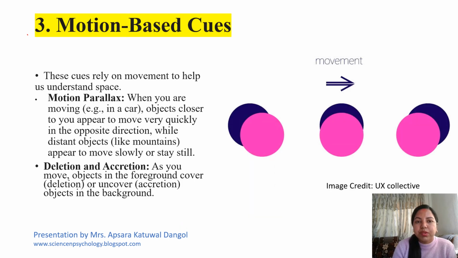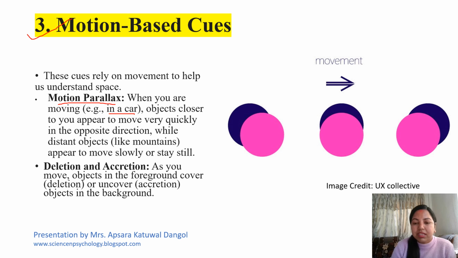Next is motion-based cues, and it is totally different from our binocular or monocular cues. It is based on motion. So these cues rely on movement to help us understand the space. The first one is motion parallax. That is when you are moving.